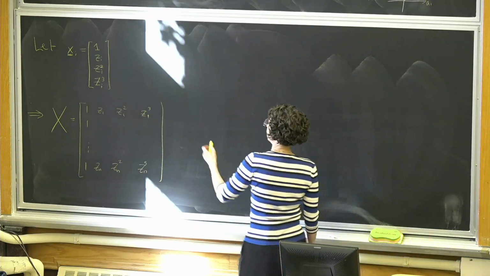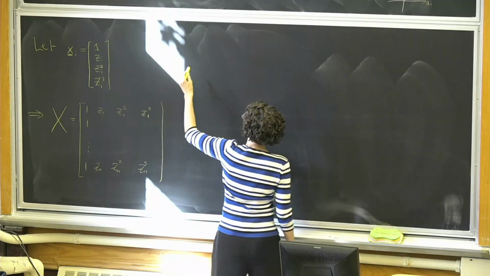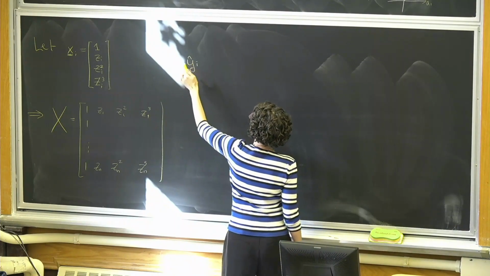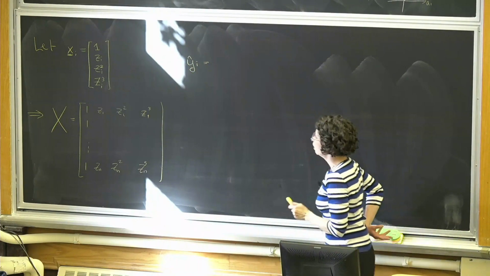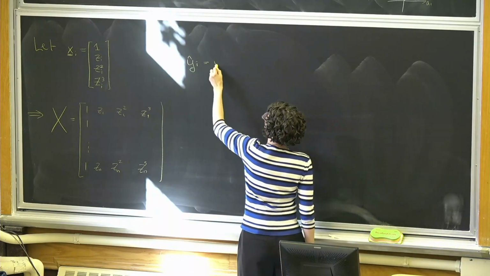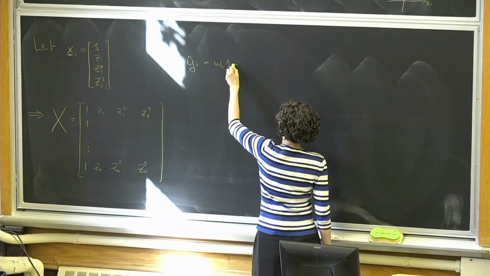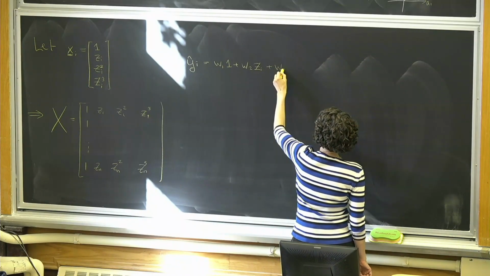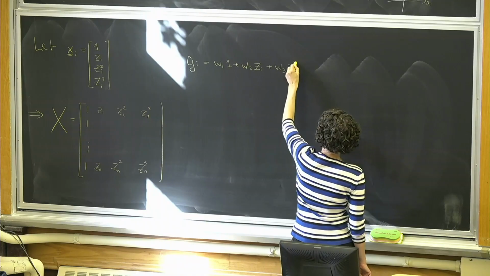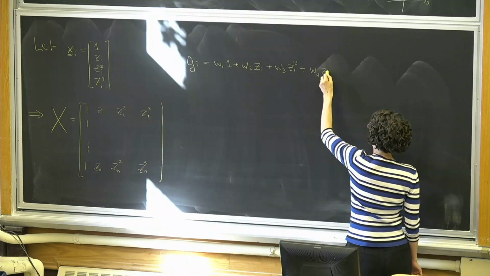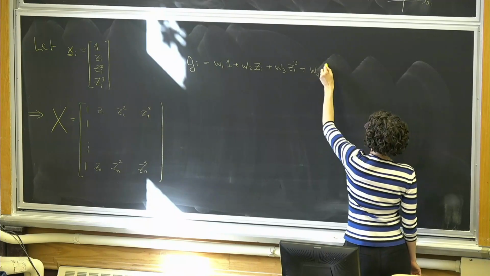And so now if I were to think about what my linear model is doing, y hat for the ith sample is going to be a weighted sum of these different features in my feature vector. So I'm going to have weight 1 times 1, plus weight 2 times zi, plus w3 times zi squared, plus w4 times zi cubed.